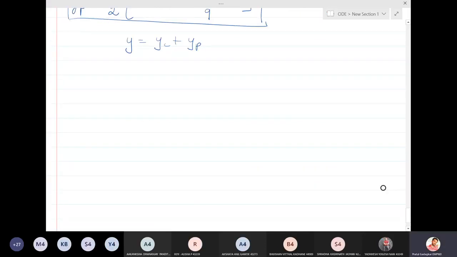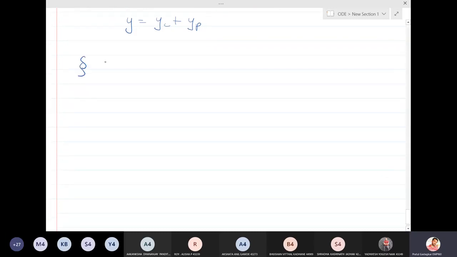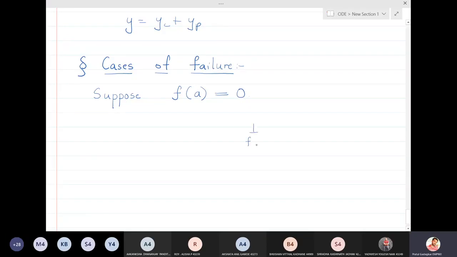Okay, so in this second part, we are going to look at something called cases of failure. Let me write the title: cases of failure. Suppose f of a is equal to 0. Means we cannot use the formula 1 upon f of D e power ax is equal to 1 upon f of a e power ax. We cannot use this formula because in that case, the denominator becomes equal to 0.